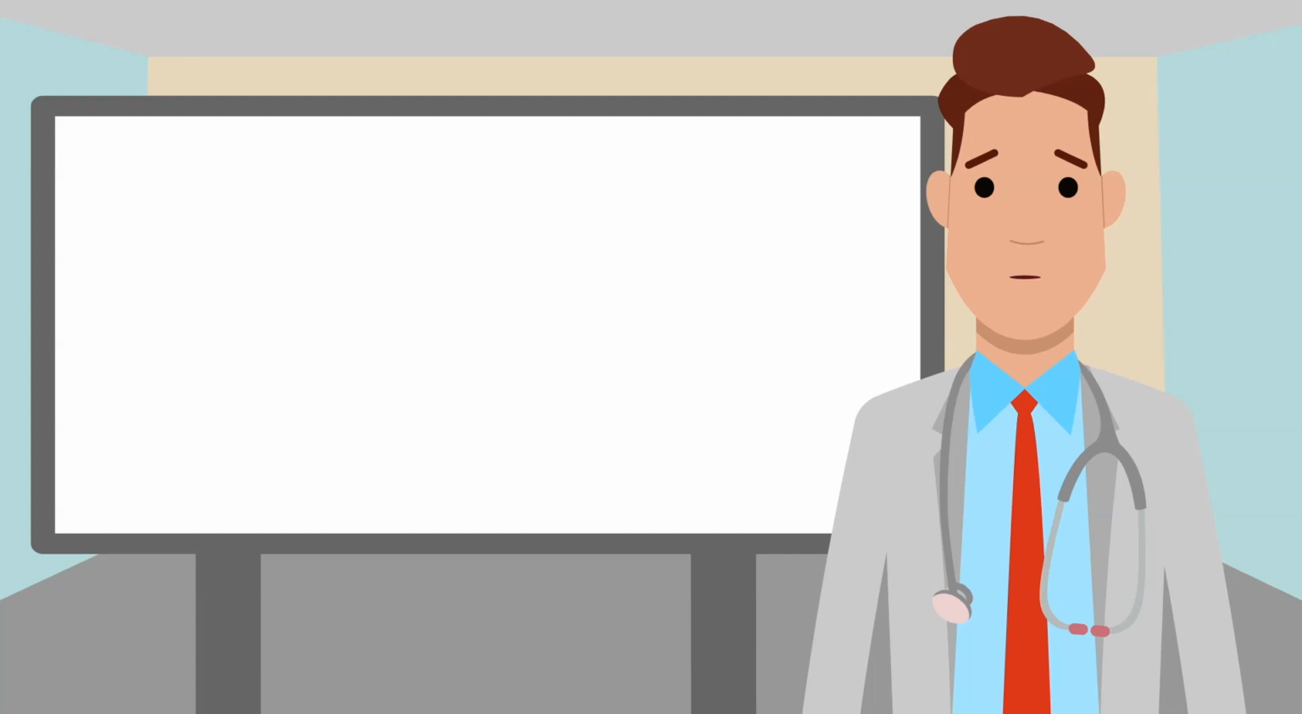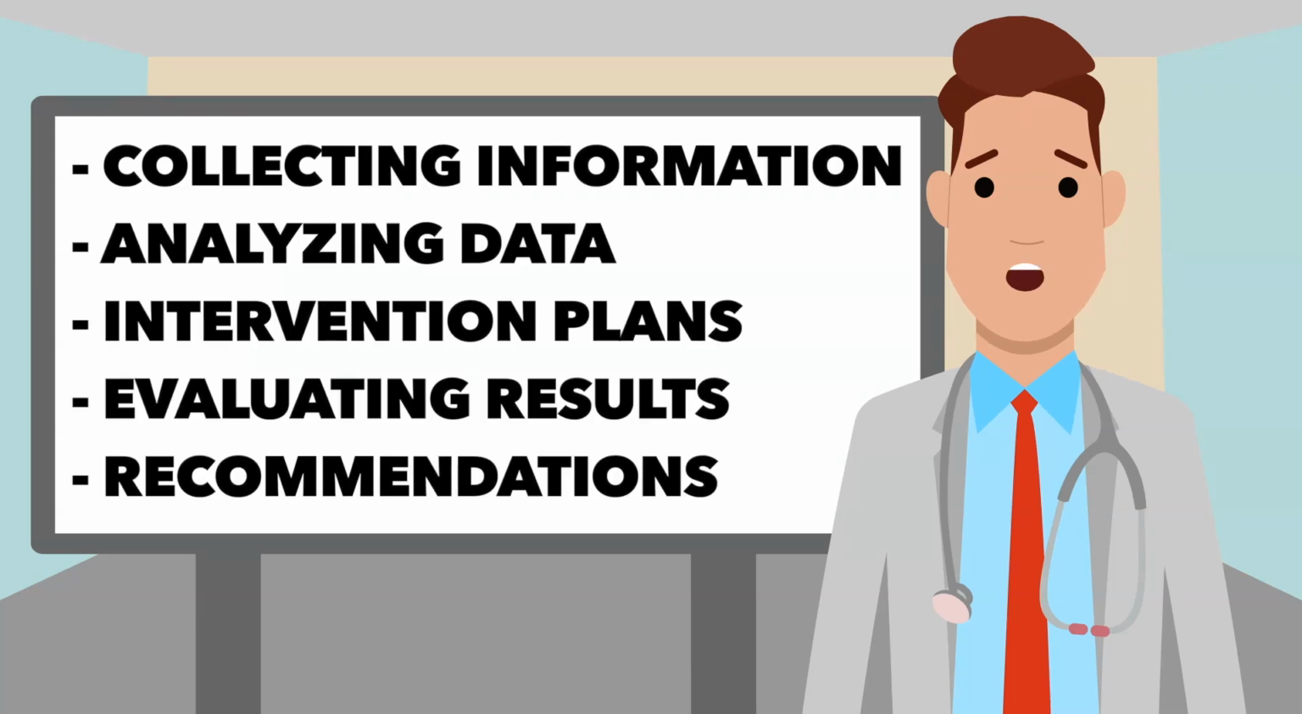The process of a functional behavior assessment can be broken down into 4 crucial steps: collecting information, analyzing data, developing an intervention plan, evaluating results, and making recommendations.